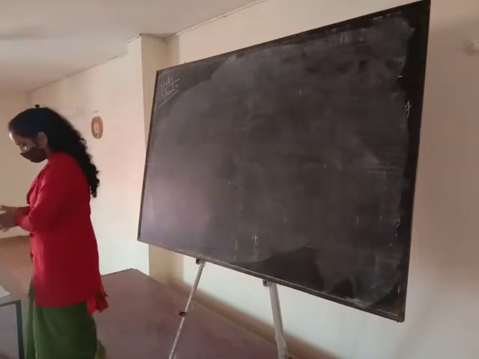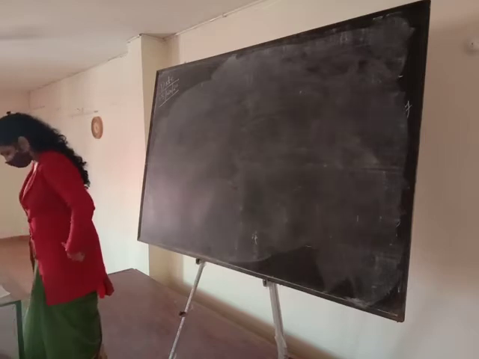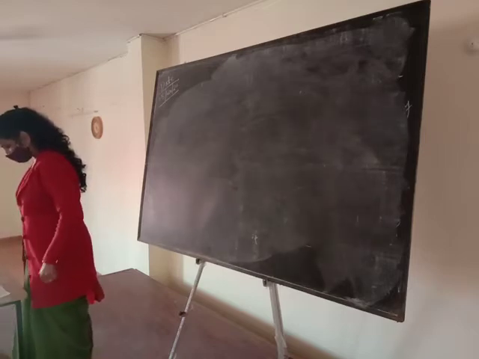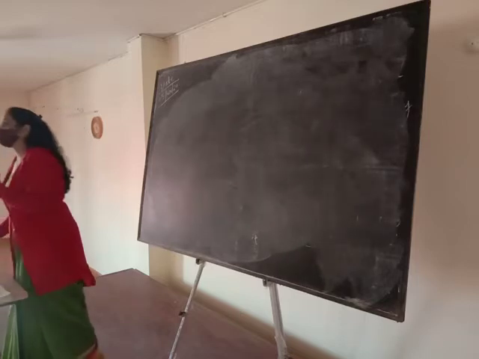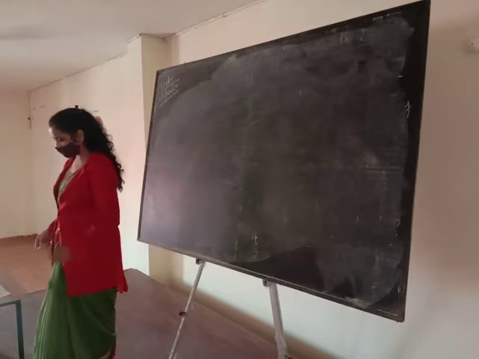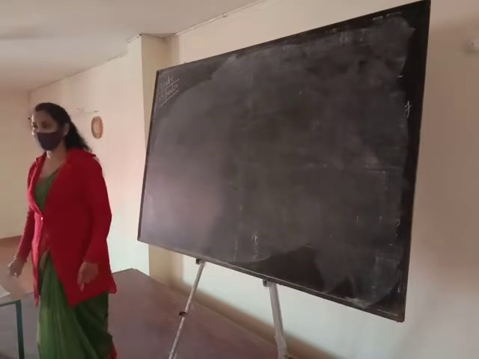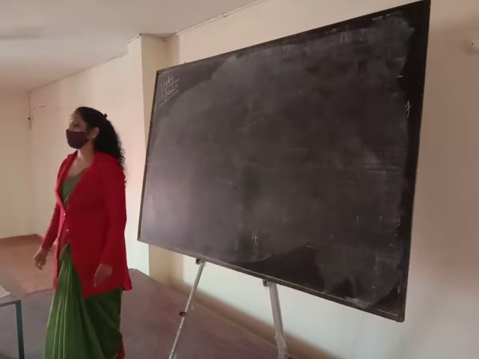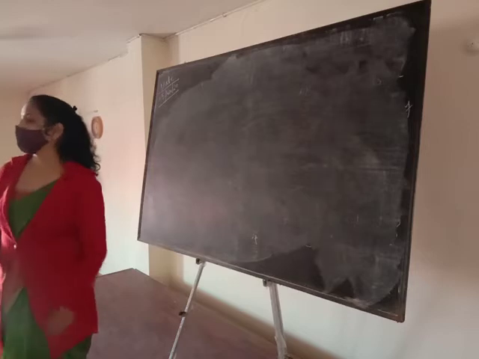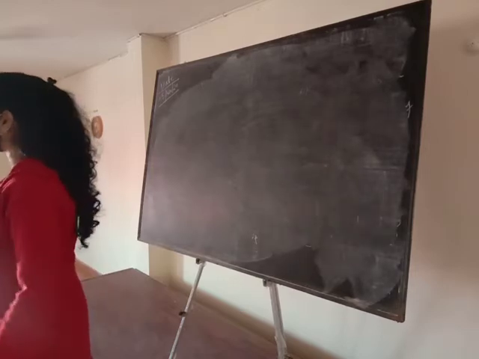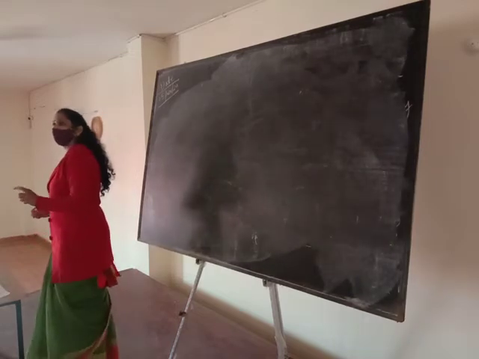How far from the lens should an object be placed so as to form a real image on the wall? So you have to explain to me what is given in the question. What is there in the question?